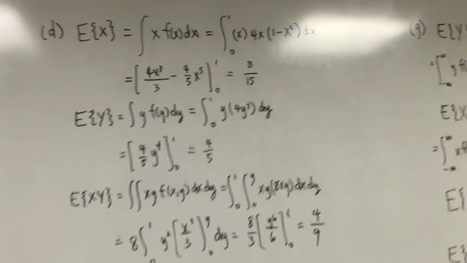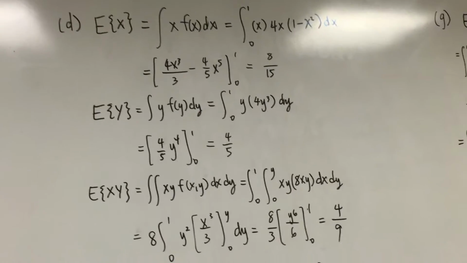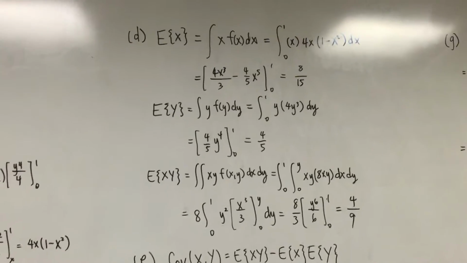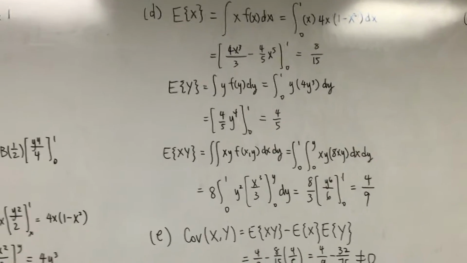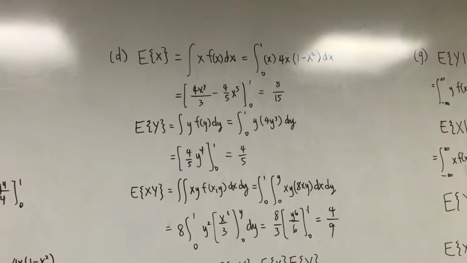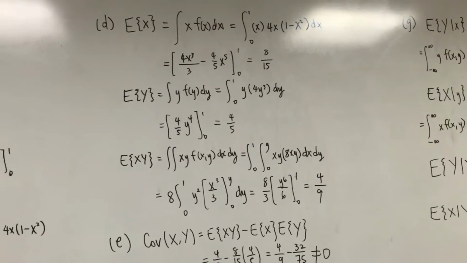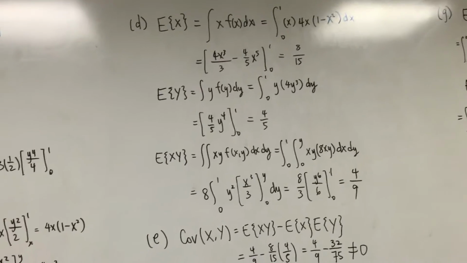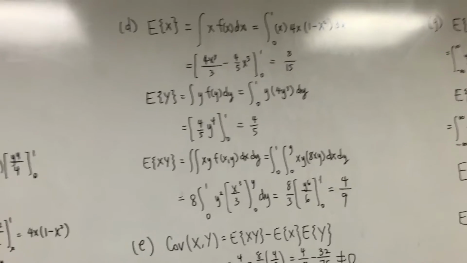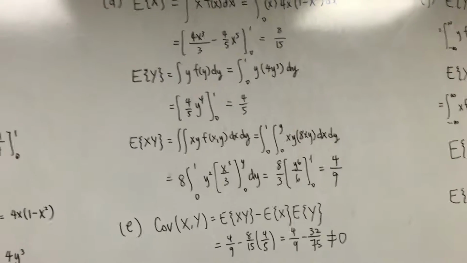For part D, it asks us to find the expected values of x, y, and x times y. For this part, you take the integral of x times the marginal density f of x, with bounds from 0 to 1, and when you do this integral, you find that the expected value of x is 8/15. For the expected value of y, you do the integral of y times the marginal density f of y, with bounds from 0 to 1, and the answer we get here is 4/5.